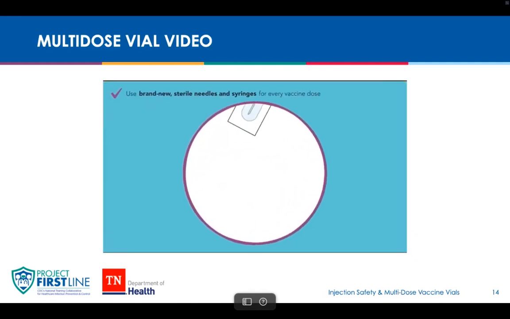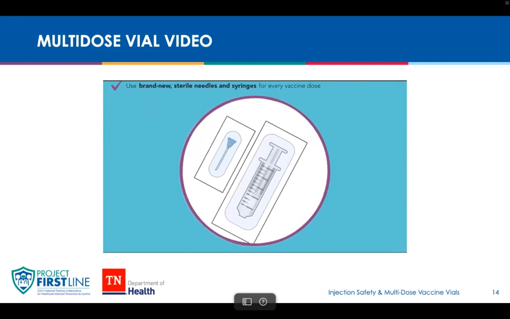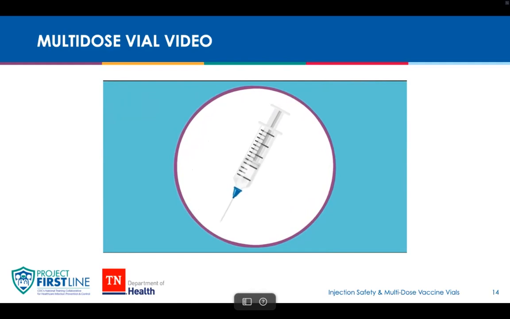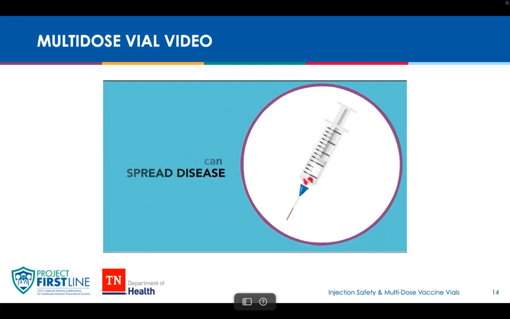Step 5. Use a brand new sterile needle and brand new sterile syringe for every vaccine dose. Just using a new needle is not enough. You must use a new needle and new syringe, because if the syringe is dirty or has been used, blood can get into the vial when you draw up the vaccine, even if it looks clean, risking the spread of viruses like hepatitis C or HIV.